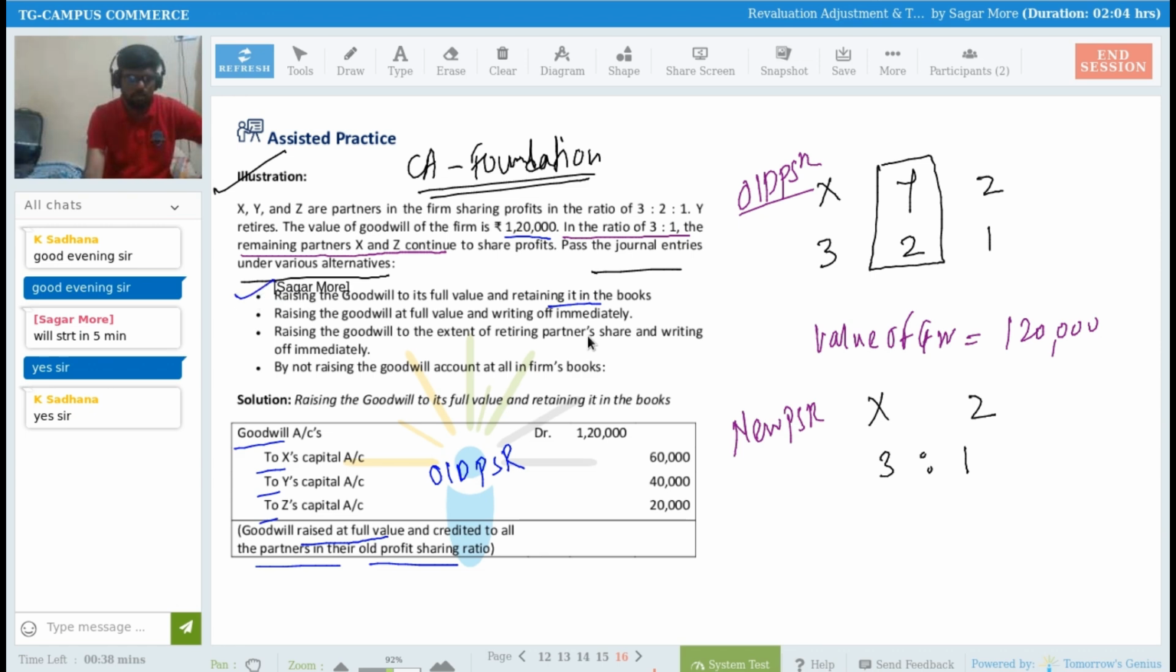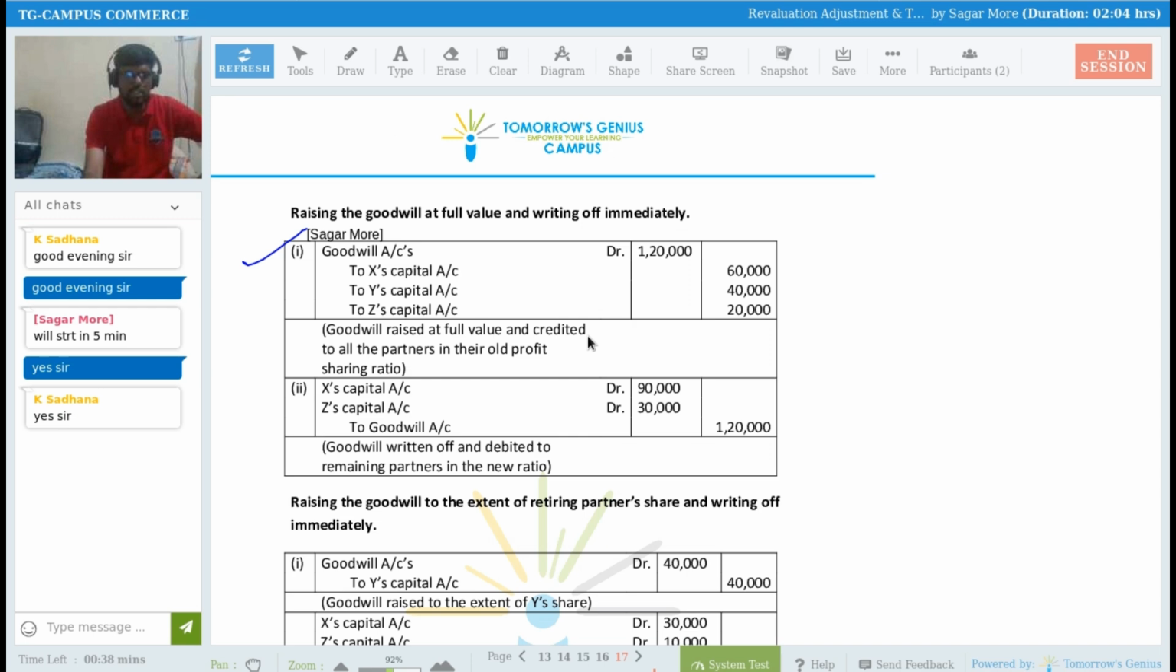That's it, right? Okay. Then raising the goodwill at full value and writing off immediately. When they ask you to do this, you have to raise goodwill at its full value and then write it off immediately. So the first entry will remain the same: goodwill account debit, X, Y and Z capital accounts credit. When they say to write it off immediately, what do you have to do? You have raised goodwill, then you have to write it off.